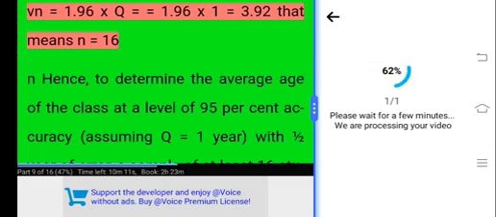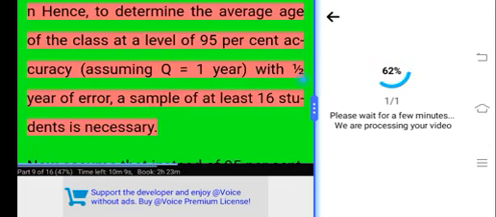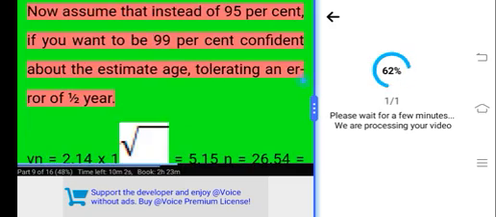n equals (1.96 × q / E), which equals 1.96 × 1 / 0.5 = 3.92, that means n equals 16. To determine the average age of the class at a level of 95% accuracy, assuming q equals 1 year, with 1/2 year of error, a sample of at least 16 students is necessary.